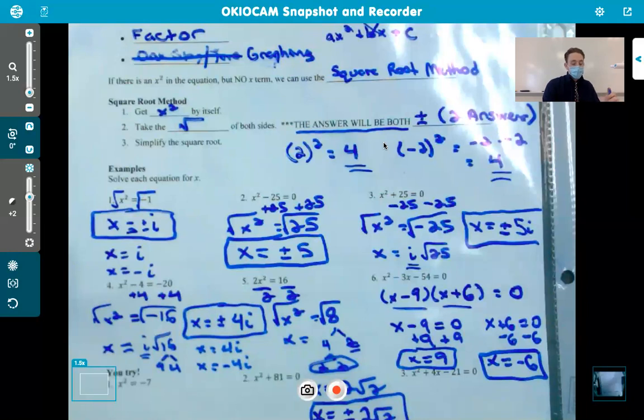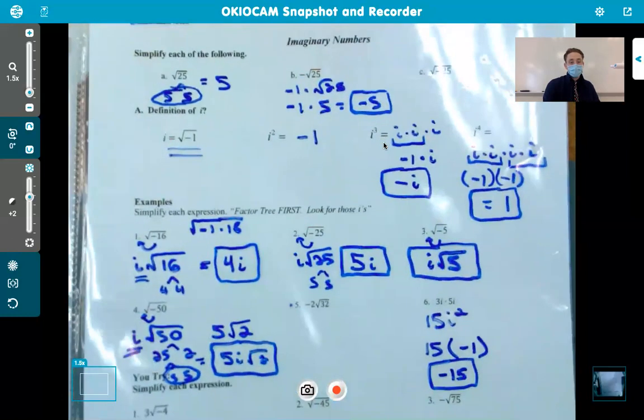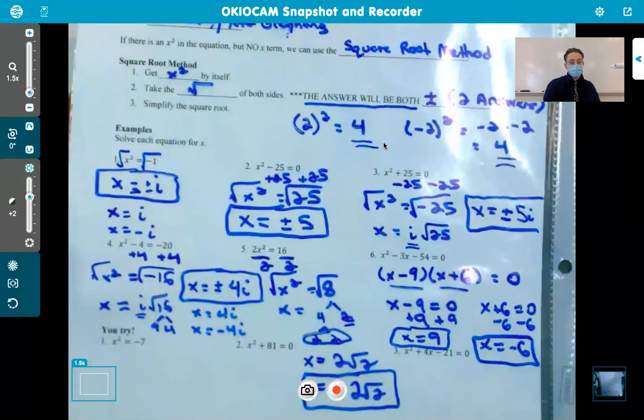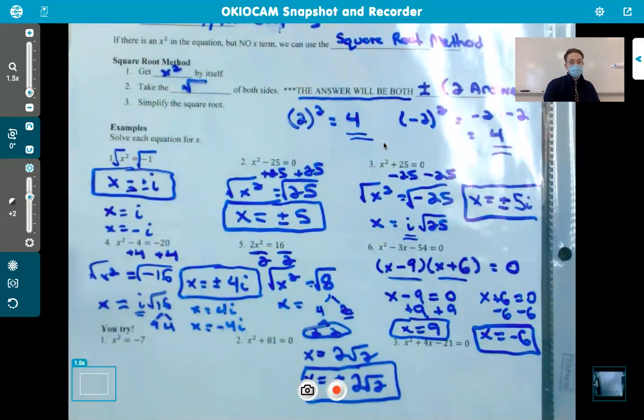Okay. Any questions about any of these examples where we're using the square root method to solve? Any questions about anything at all from today? So simplifying imaginary number expressions or solving using the square root method? Okay.